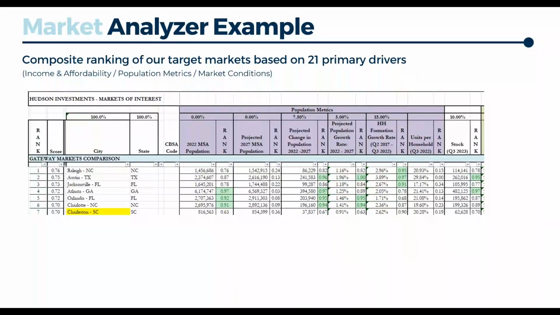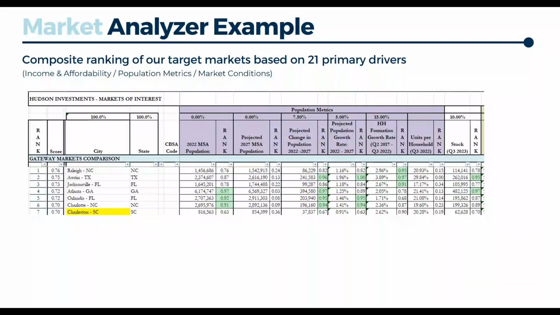So this is just a snippet of our market analyzer. What we'll do is, like I said, 21 primary drivers. Those are really quantitative data points, right, that we'll look at. And what we do is we feed in a lot of data from different sources into this spreadsheet, and then we rank and file the top cities in the country. And we come up with really a composite ranking or a weighted average and the cities that rise to the top. So this one was from the beginning of 2022.